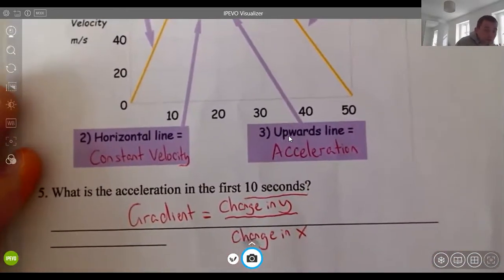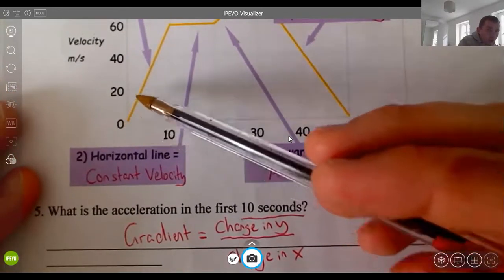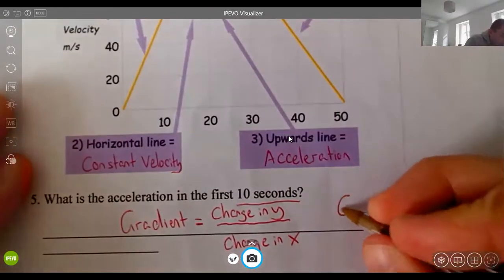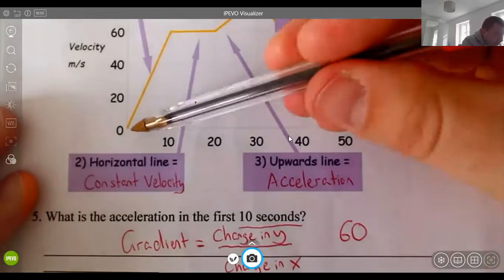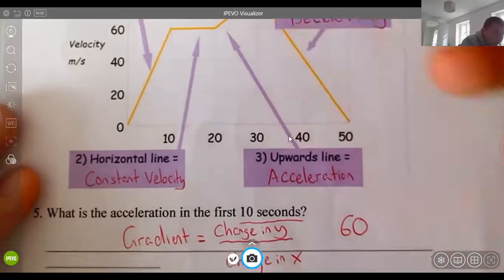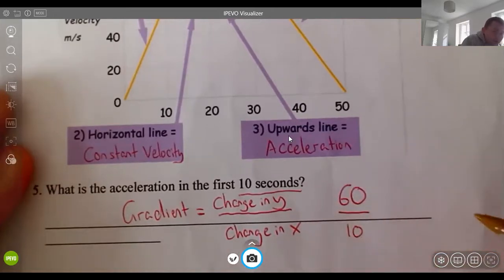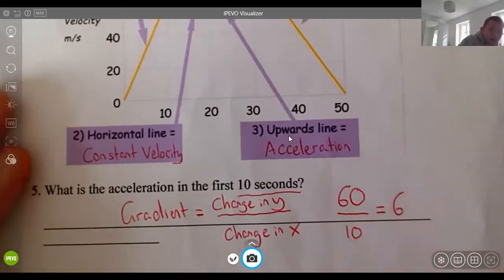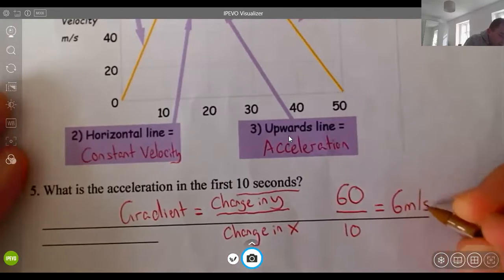So therefore, if we look, velocity has gone from 0 all the way up to 60. So the change in velocity is going to be 60. The change in x is between 0 and 10. So it's 60 divided by 10. So the answer, the gradient is 6. And because we know gradient equals acceleration, it's 6 meters per second squared.